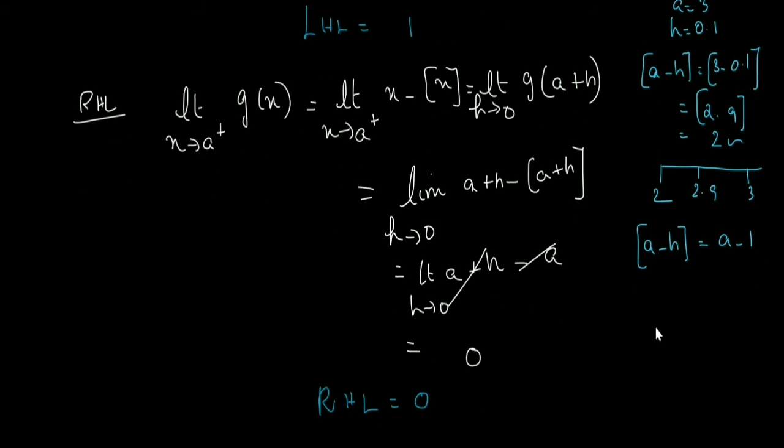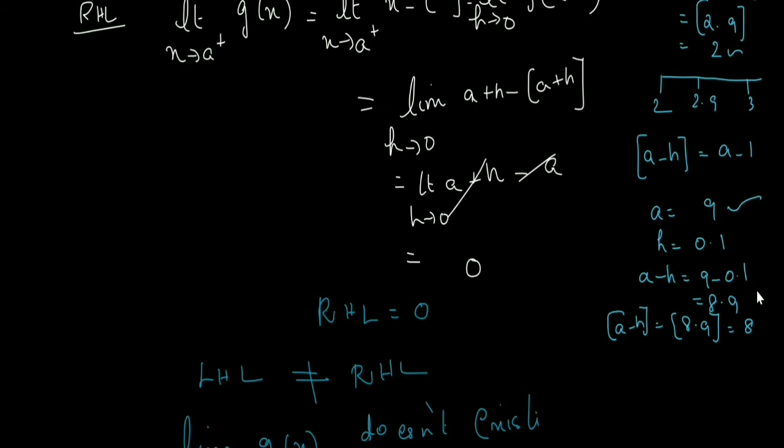I'll give another example. Suppose a is 9 and h is 0.1. What is a minus h? 9 minus 0.1 is equal to 8.9. What is the greatest integer of a minus h? The greatest integer of 8.9 is 8. 8 is nothing but 9 minus 1. So you can write 8 as 9 minus 1. It is nothing but a minus 1.